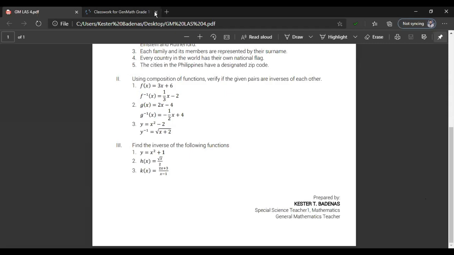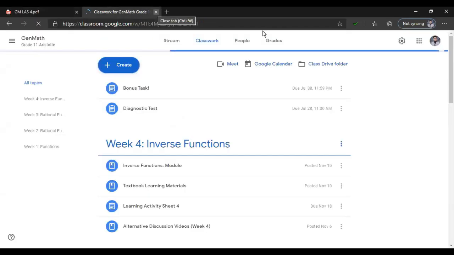Siguro, for Einstein, I haven't uploaded the assignment yet. So, upload ko ngayon. So, ayun po.